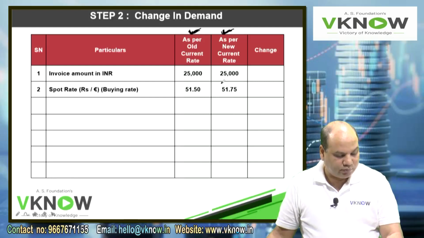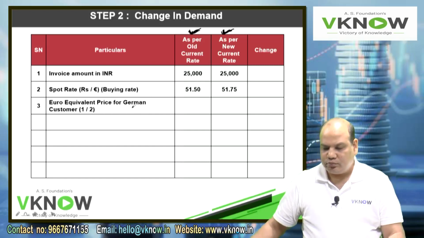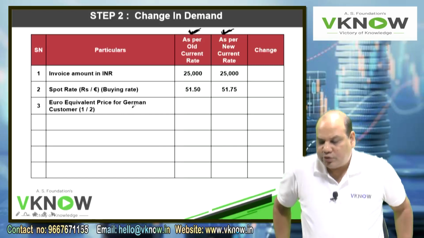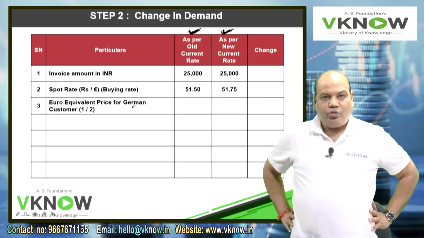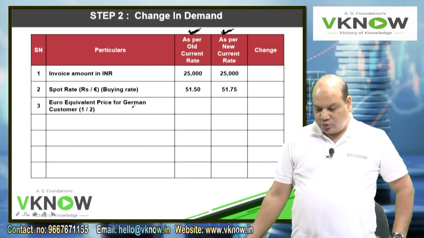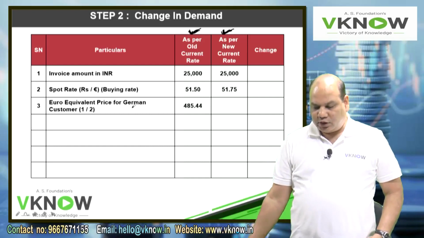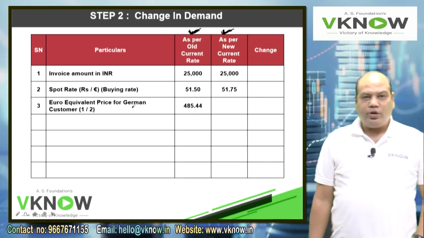Part 2 of the question, Roman 1. So what was the amount in euro for a German customer under old rate? So point number 3 will be euro equivalent price for German customer. 1 by 2. So try your calculator. 25,000 divided by 51.50. 484.44.